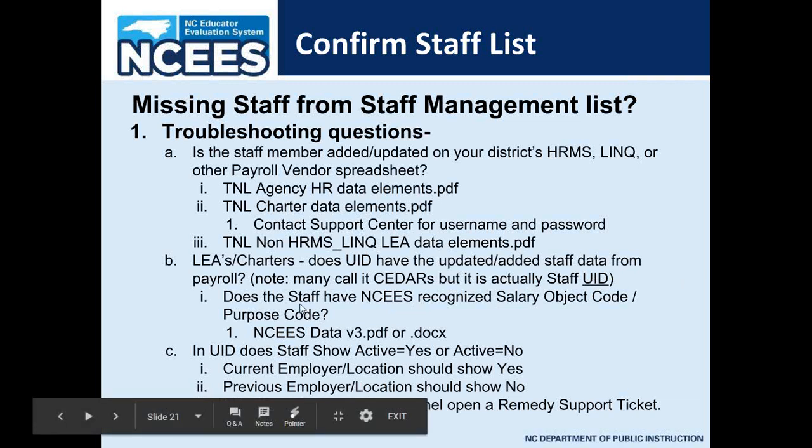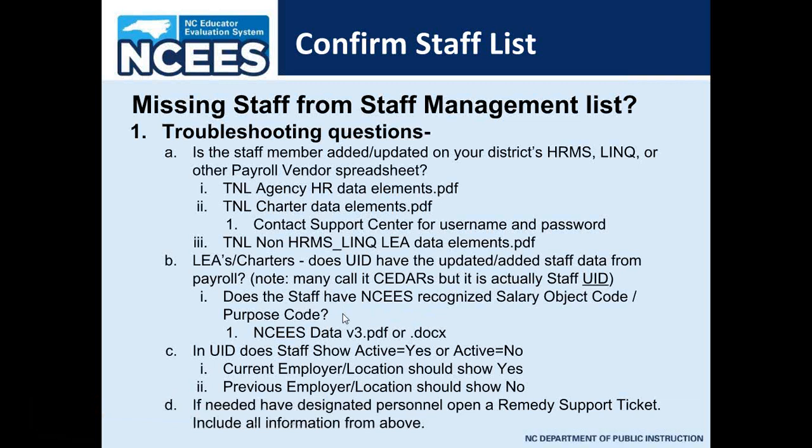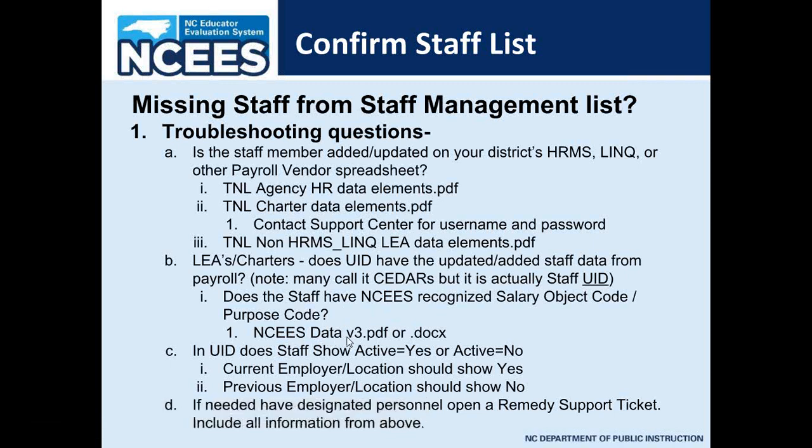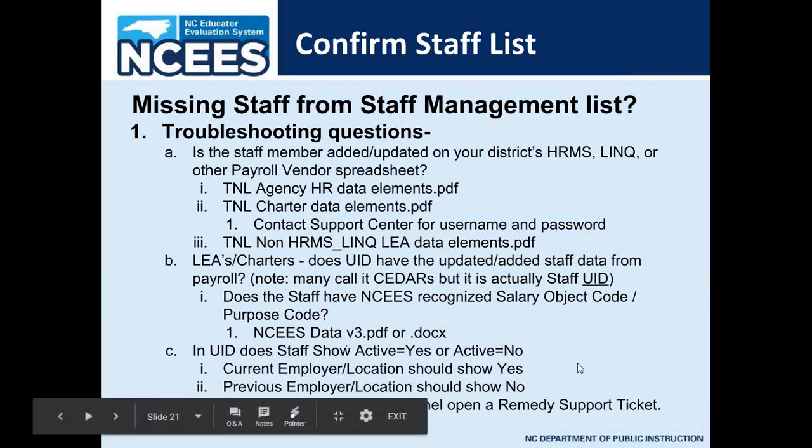And in the UID site, your staff has to have a recognized salary, object code, or purpose code. And these are additional documents that I can get you. I do have a PDF called NCEES Data version 3. And it tells all the salary object codes, and your finance department knows what those are, that NCEES recognizes. So they have to have a certain object code for them to show up in NCEES. And some of those are paired with purpose codes, but you can see that on that list.